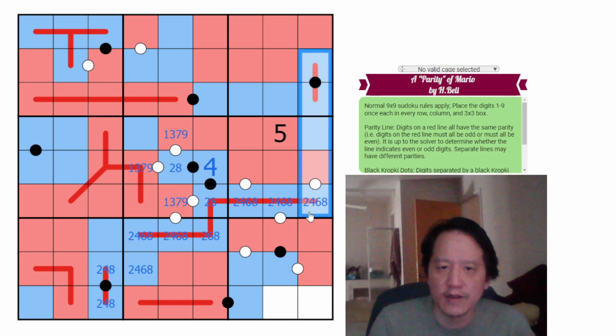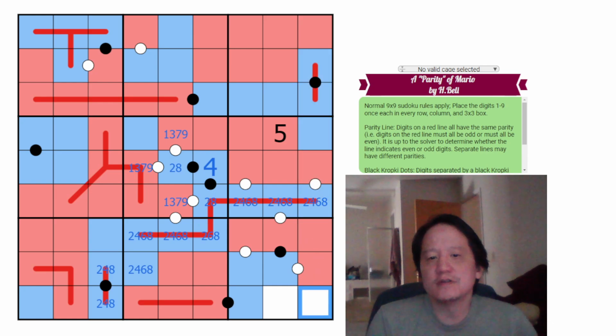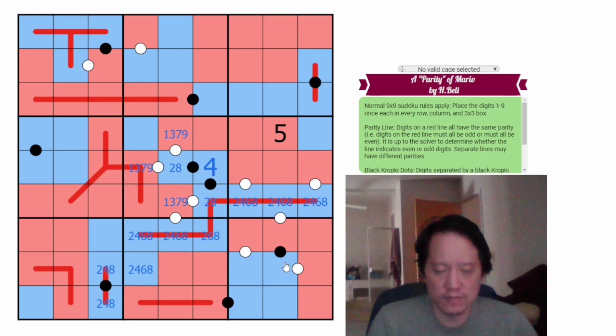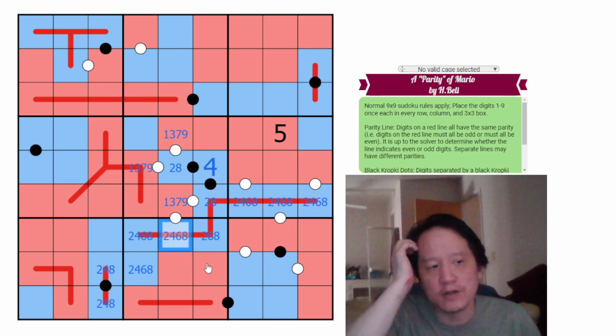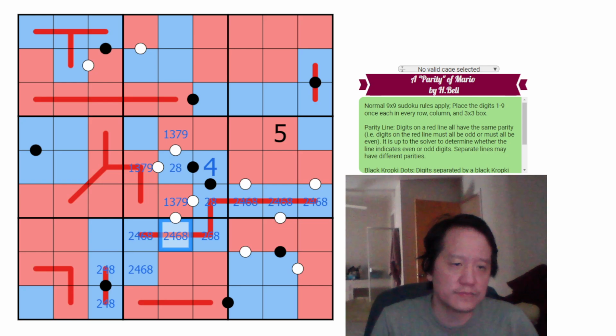So we have now 4 evens in column 9. So this has to be odd, which makes this even. Okay, and now we've divided up into evens and odds.